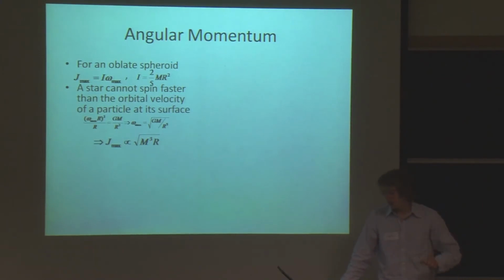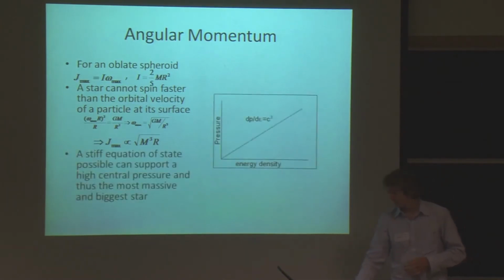So we're looking for some equation of state that will have as much mass and, more importantly, radius as possible. So we're looking to be able to stack on as much matter as we can. So what we want then is a very stiff equation of state. That means basically the slope of pressure versus density, in this case energy density, should be as high as possible.